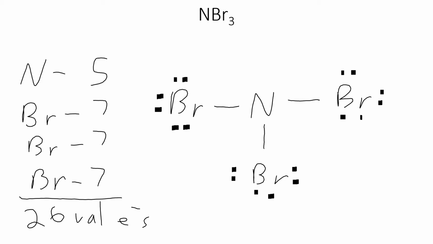Now it's time to do our checks. Remember, the first check was, do we have the correct total number of electrons? Remember, we're looking for 26 electrons. That's what we totaled up in that first step. Do we have 26? Well, let's count them. 2, 4, 6, 8, 10, 12, 14, 16, 18, 20, 22, 24. We don't have the correct number of valence electrons.